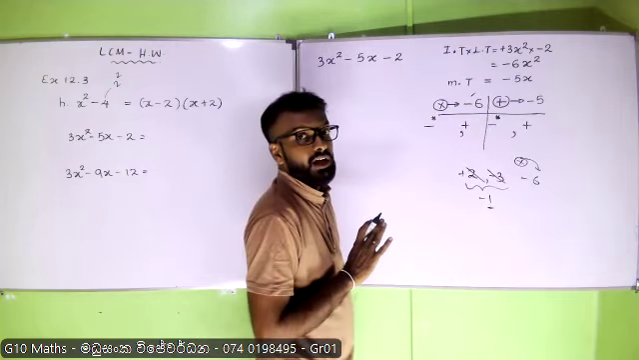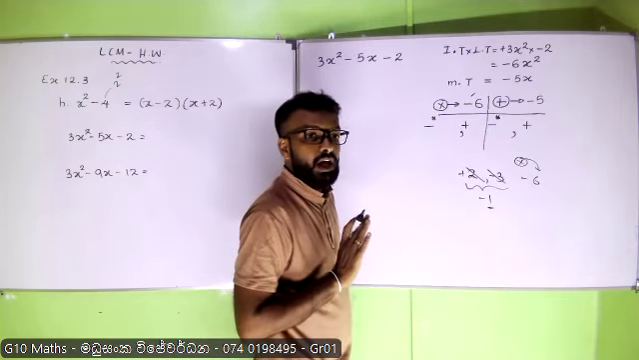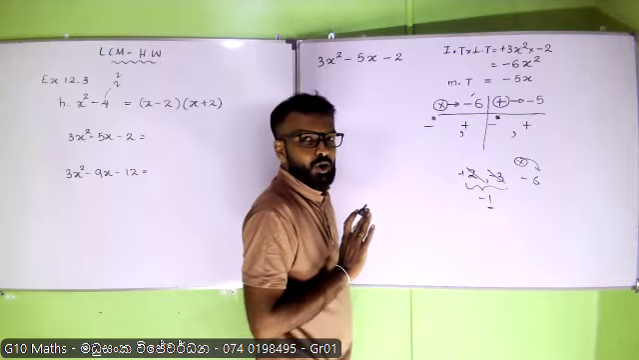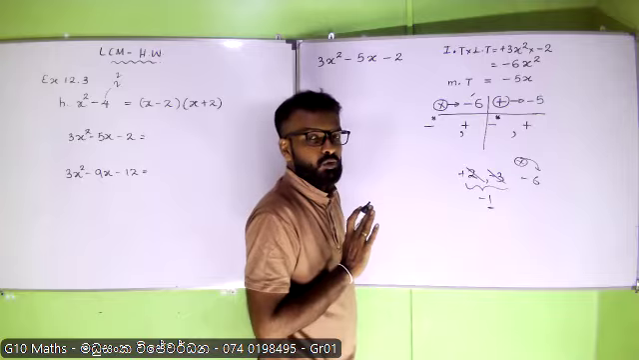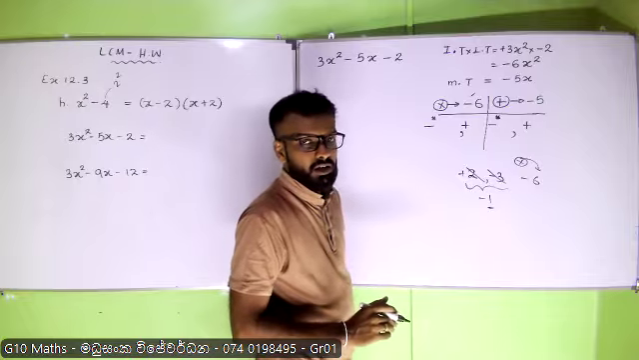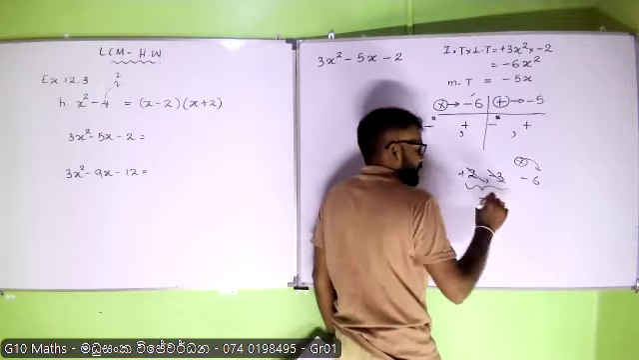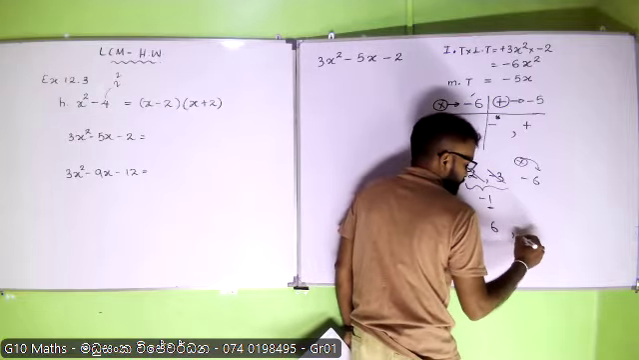You need to know how to add the directed numbers from your grade 7 and grade 8 knowledge. Okay? Right. So the other possibility is 6 and 1.